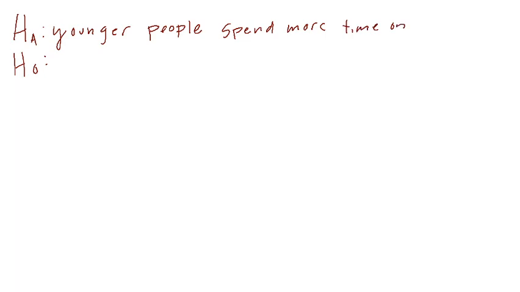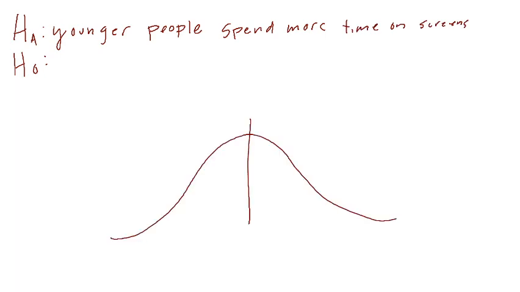So let's say that we think that younger people, and we'll stick with a college population. So let's say maybe for the younger group, we'll say less than 25 years old. So younger people spend more time on screens. Okay, that's our hypothesis. We'll go ahead and think about this on a normal curve here. The null hypothesis would be that there's no difference.